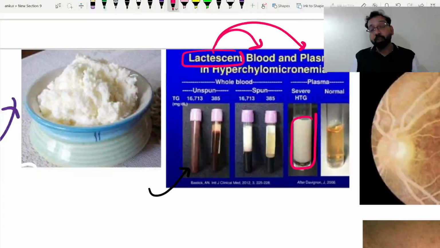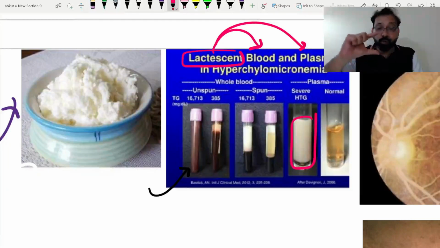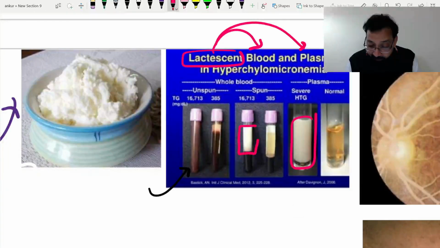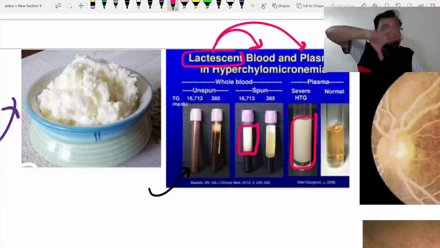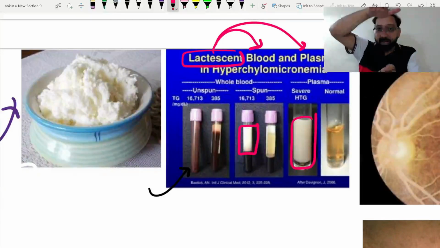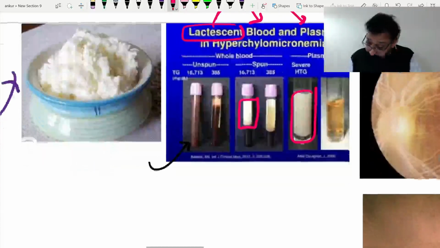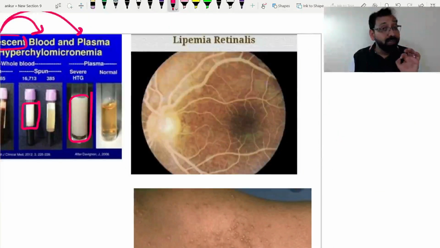A question was asked: you took a sample and refrigerated it at 4 degrees centigrade overnight. In the morning you found a supernatant layer of white color. You know that butter floats over buttermilk. In the same way, triglyceride is very light, it floats over the blood, so it will make a superficial layer. If triglyceride is high, you know the color of triglyceride is white.